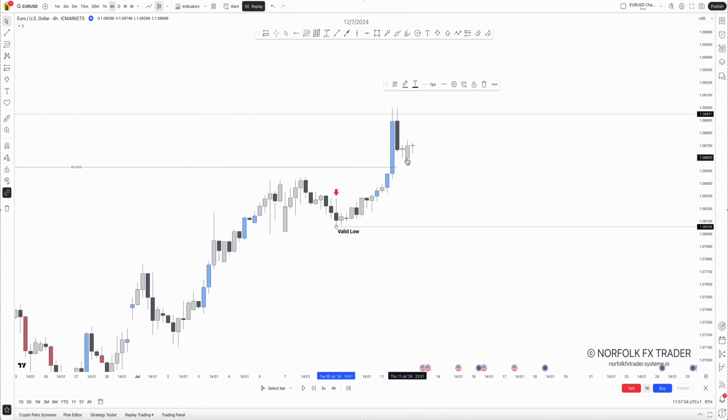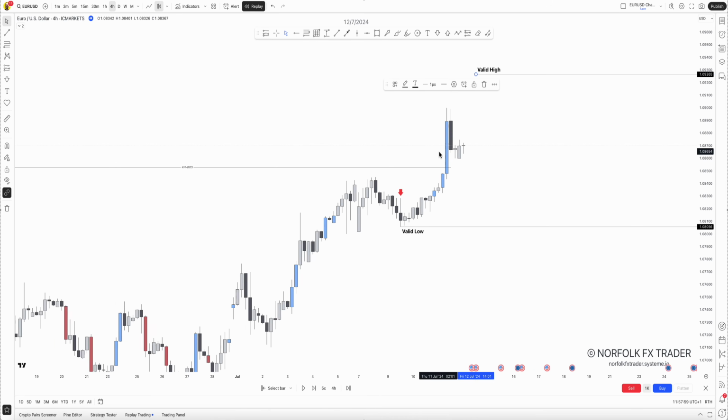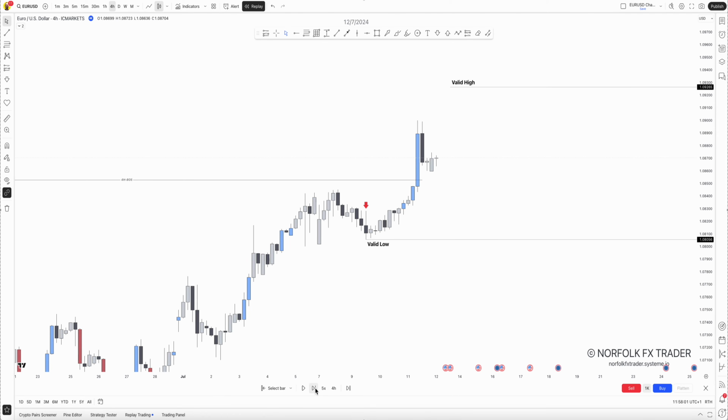Now we're looking for that close down to give us a valid high. So we don't have that yet. So we look for that valid high to be created. Let's just fast forward a few candles. Now you can see again, this is like that example we went through in the first part of this video when I went through the candles that I made up to look very much like price on the chart.